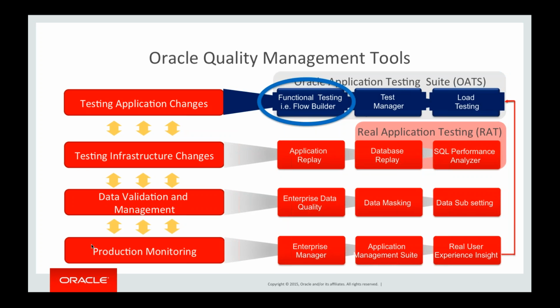In the landscape of the OATS product, specifically what you're going to hear today is Flow Builder. What we wanted to show you is the entire suite of quality management tools. Every box represents a product that you can purchase from Oracle. The blue boxes really represent the OATS product, and specifically within the functional testing of the OATS product is this feature called Flow Builder. That's what we're going to focus on today, and we just wanted to show you the landscape of all the various products that you can purchase from Oracle to make part of your quality management suite of tools.